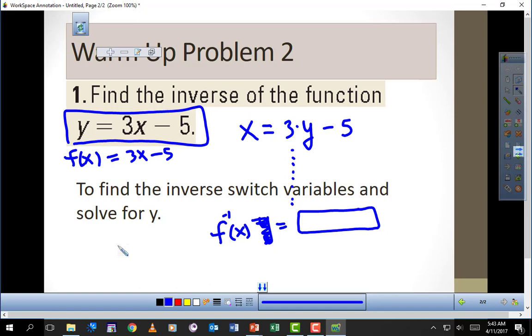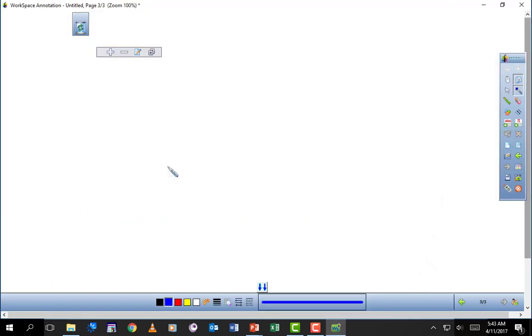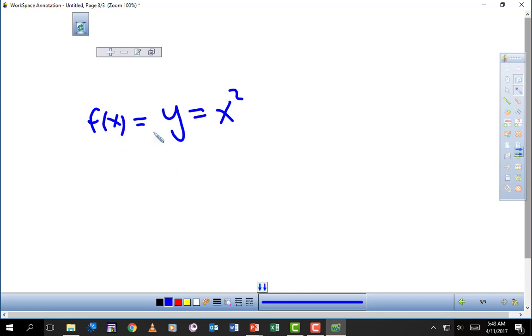So let me talk about that briefly, see if that makes sense. When we were doing y is equal to x squared, if this was equal to f of x, f of x is equal to a function of x. The inverse we said is equal to the square root of x. And really there could be a plus or minus right here.